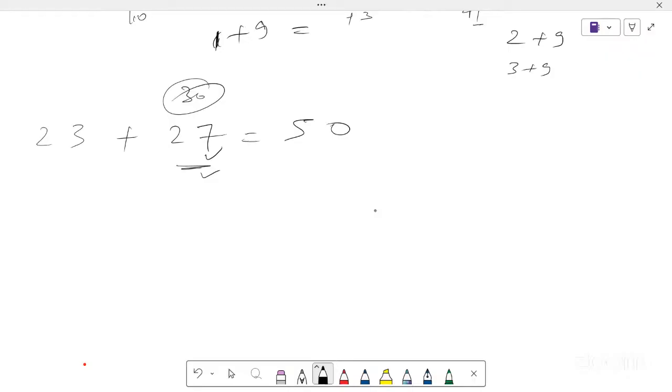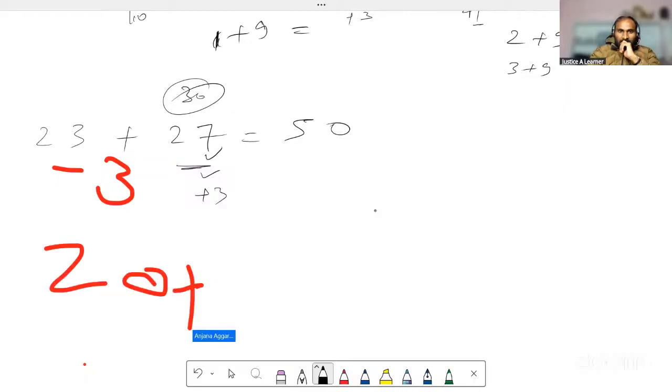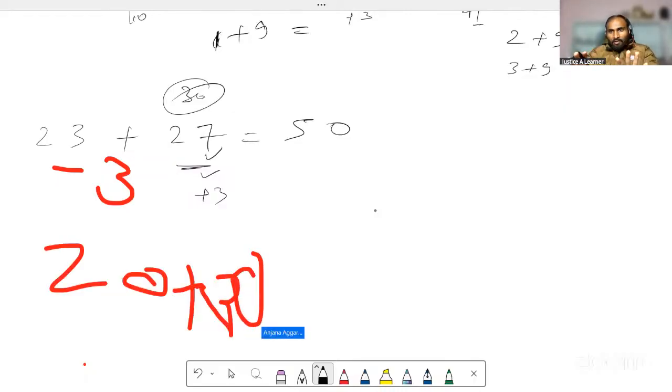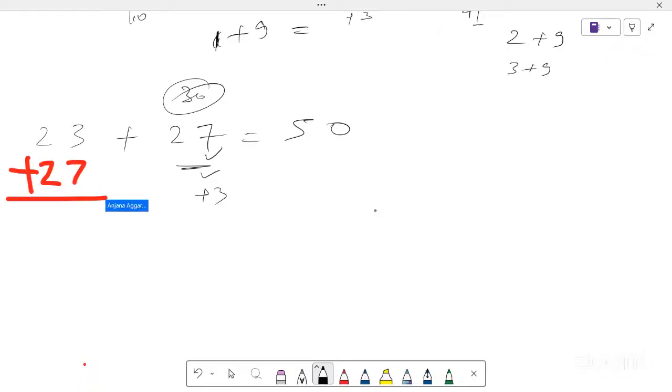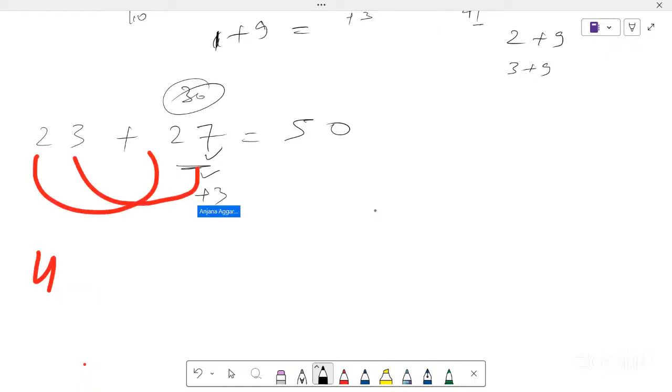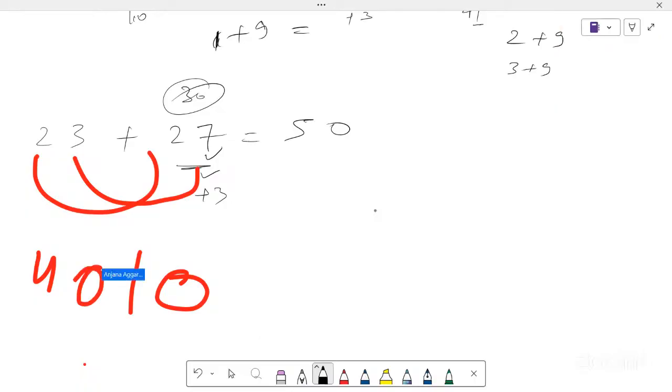How did you do that? Take away 3, and then 20 plus 30. Before I told you this method, was it that easy for you? No, I would either do it like that, or I would take thousands of minutes to do 2 plus 2, which is 4. 3 plus 7 is 10. So then, since this is 40, I have to add this to be 50.